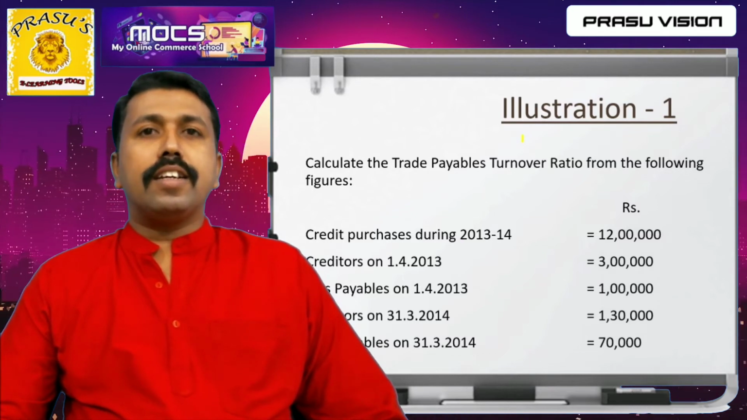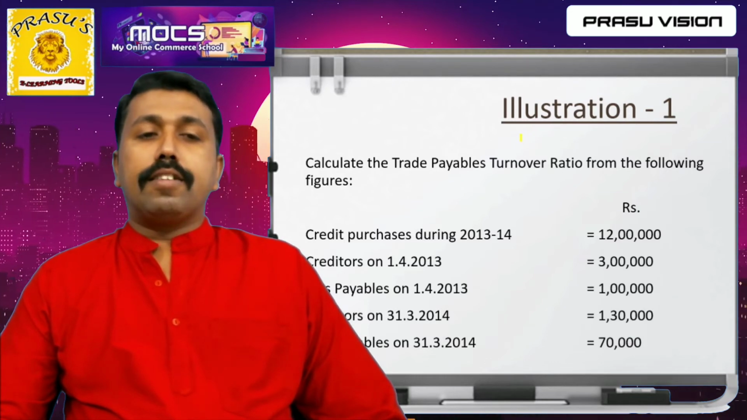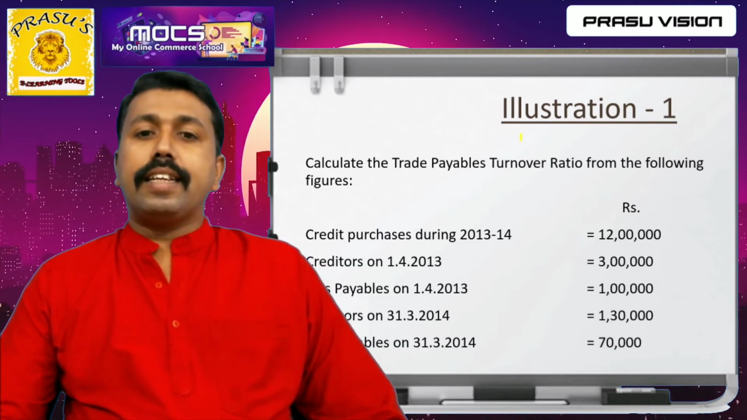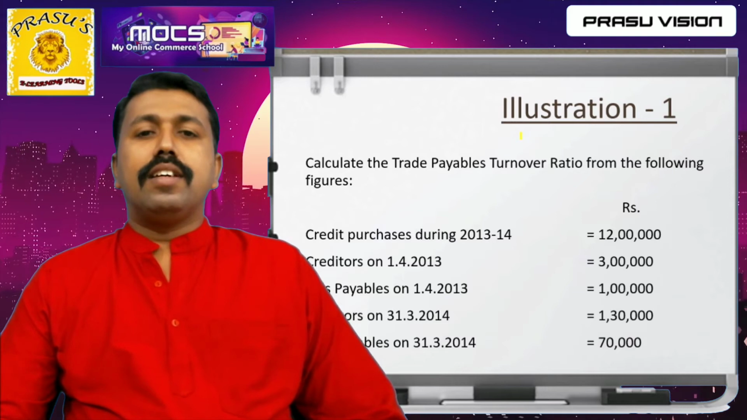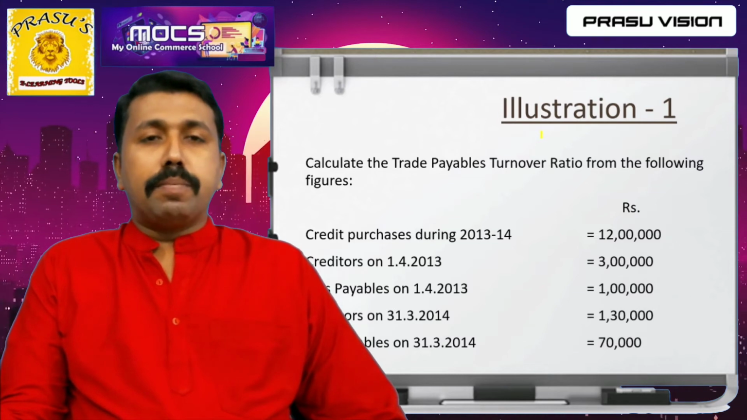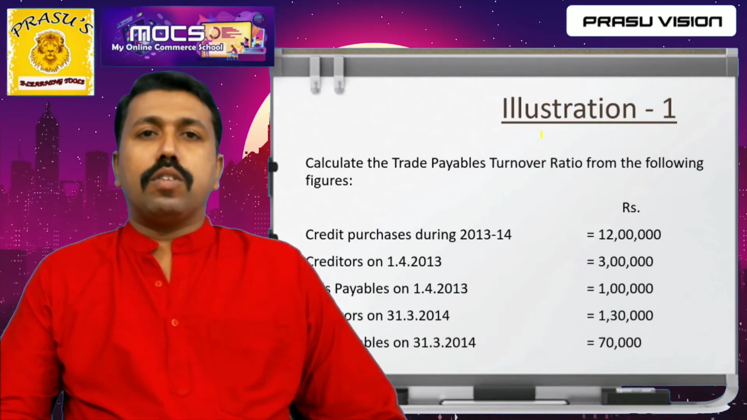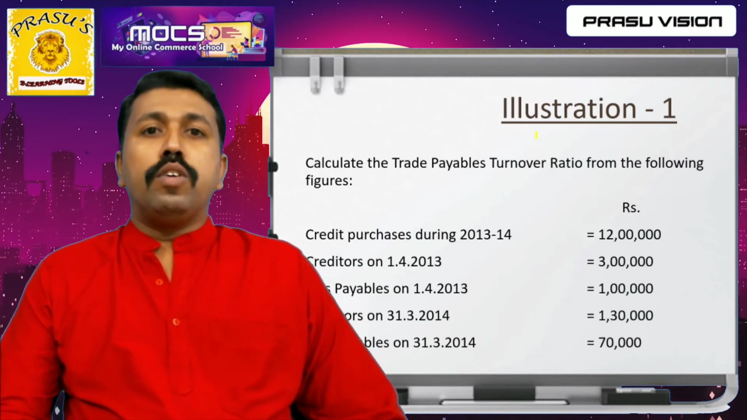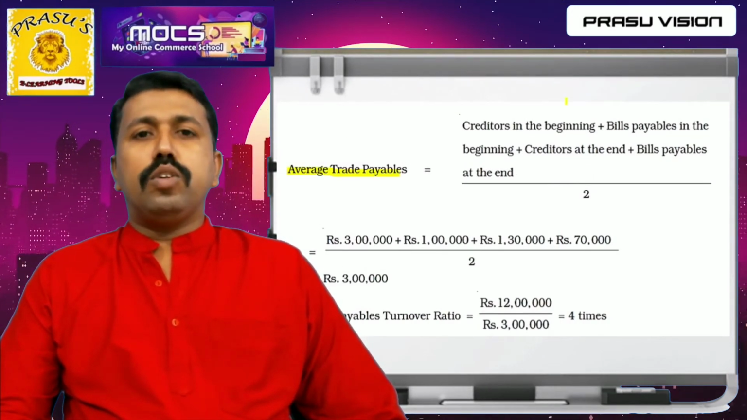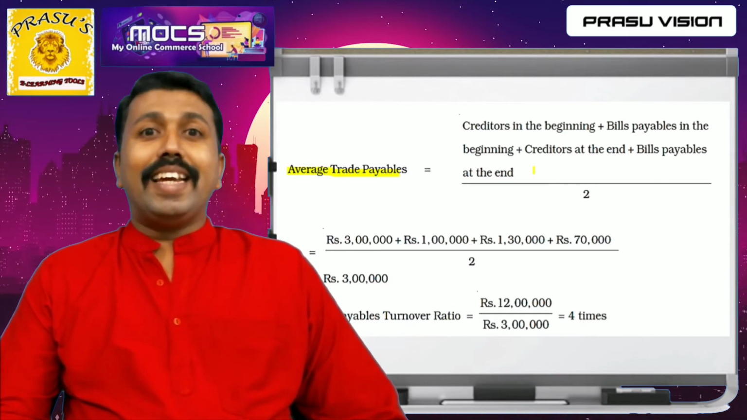The information regarding credit purchase is 12 lakh, and creditors on opening date 3 lakh, bills payable on opening date 1 lakh, and the creditors on closing date is 1 lakh 30,000. Bills payable on the closing date is 70,000. So we will find the total of opening trade payable, creditors plus bills payable. Then closing trade payable, closing creditors plus closing bills payable, divided by 2, we will get the average trade payable. So average trade payable can be calculated using that equation, creditors and bills payable in the beginning plus creditors and bills payable at the end divided by 2.